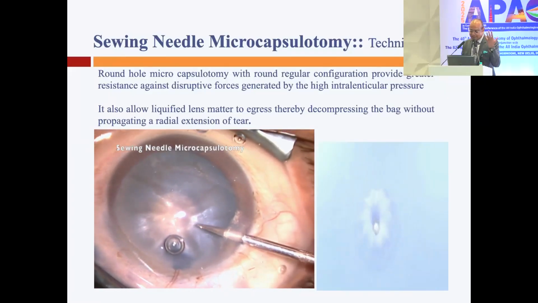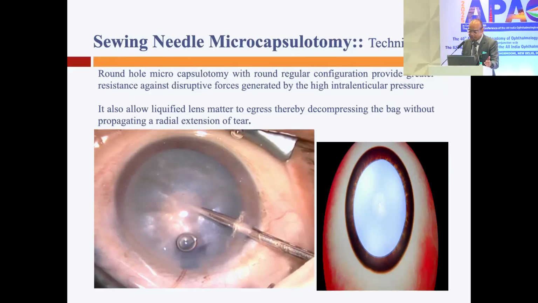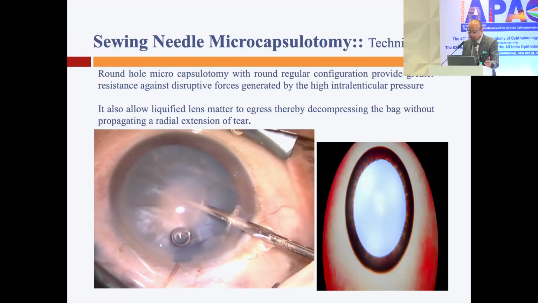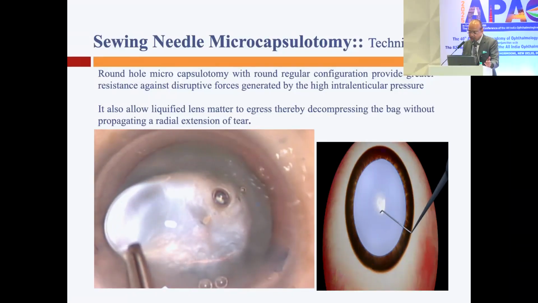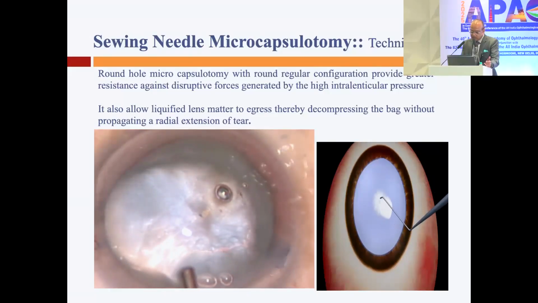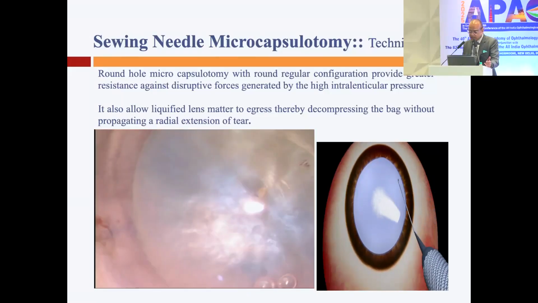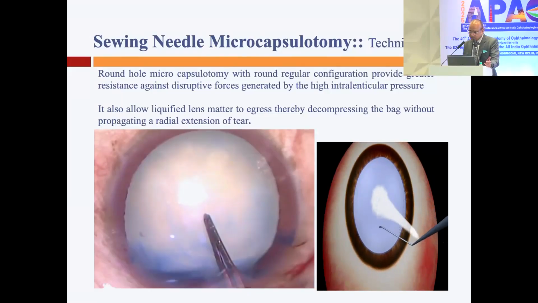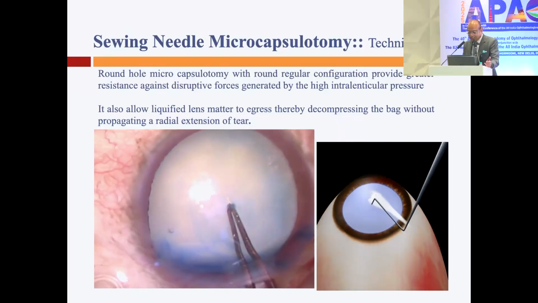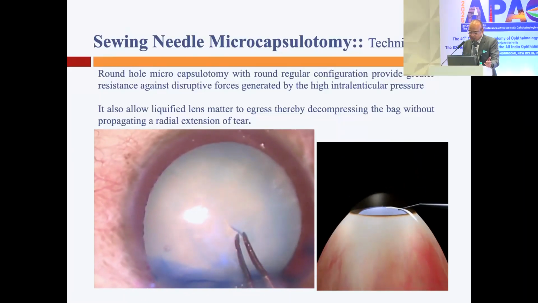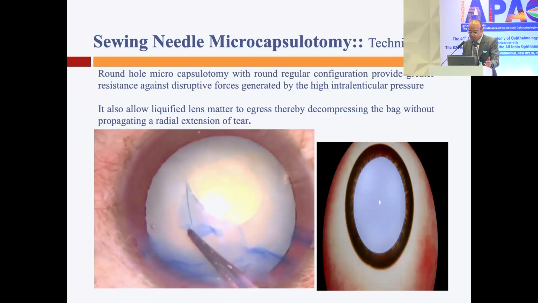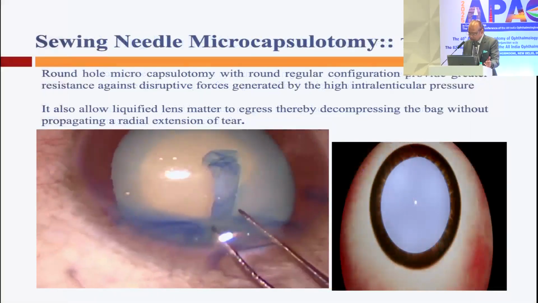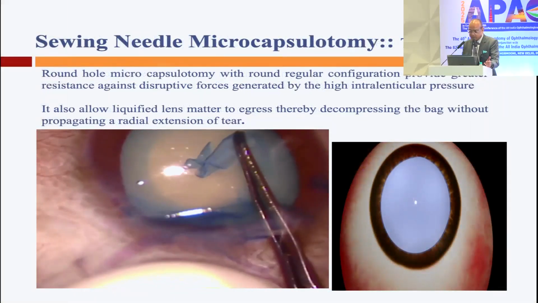Thus the liquefied lens matter egresses as soon as we make a round regular opening, and the rhexis then becomes very easy. You can see the very round regular small opening after zooming in, and then the rest of the steps of the capsular rhexis, an ideal rhexis of 5.25 to 5.75 mm, are a piece of cake.